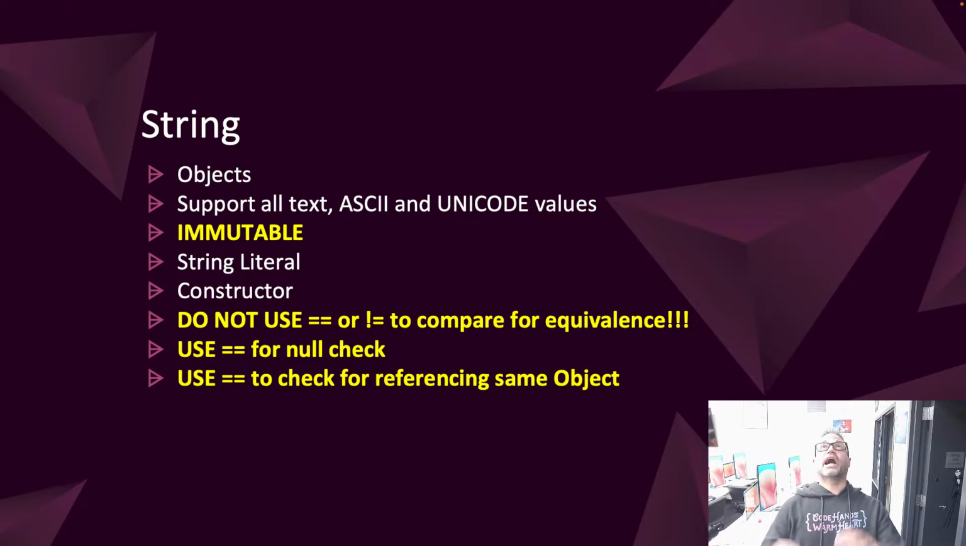String. String is kind of a huge, big deal. We use them all the time. Strings, you have to remember though, are objects. They support all kinds of text, ASCII values, Unicode values. That's where we're going to see this. So emoji, totally cool. We can use them inside strings. They may not display properly, but they definitely work.